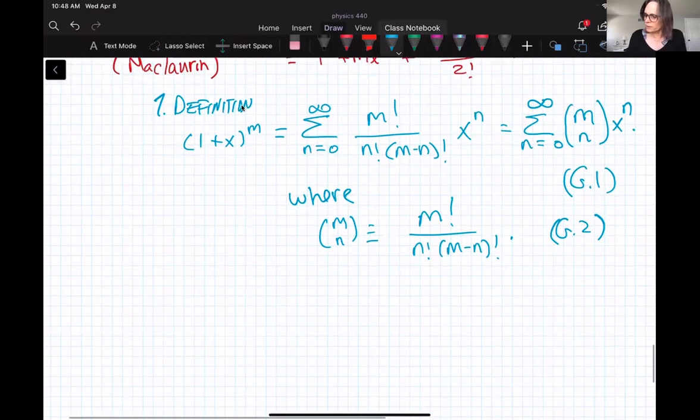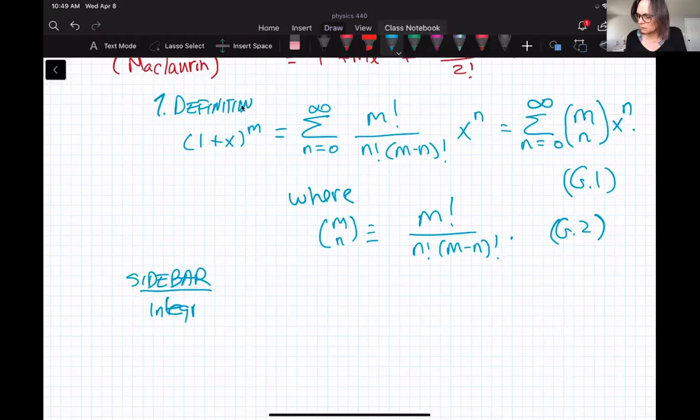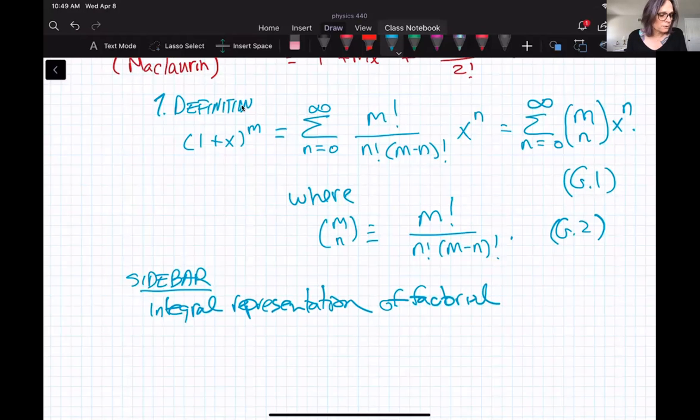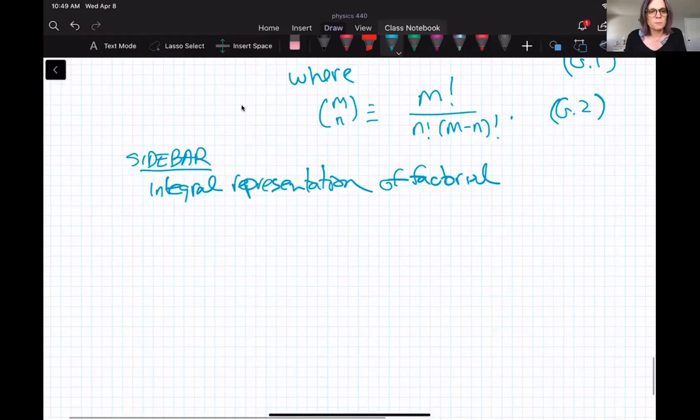It's worth pointing out here, as a sidebar, that we can have non-integer and negative values for the factorial. This comes from the actual integral definition of factorial. So the integral representation: does anybody know, not necessarily what the form is, but what the function is that generates the factorial?